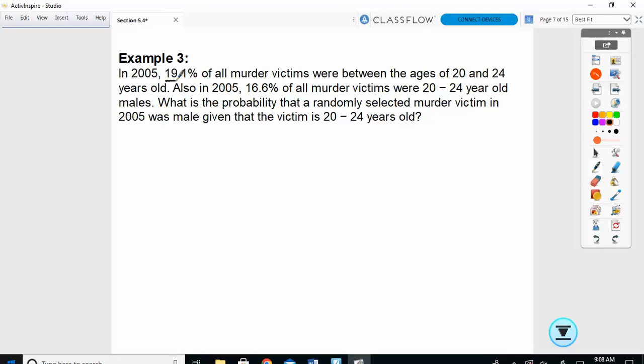So in 2005, 19.1% of all murder victims were between the ages of 20 and 24. Also in 2005, 16.6% were 20 to 24-year-old males. If you're trying to write this down, I'd probably only write down the things I underlined. 19.1% were between 20 and 24. And the 16.6 were 20 to 24-year-old males.